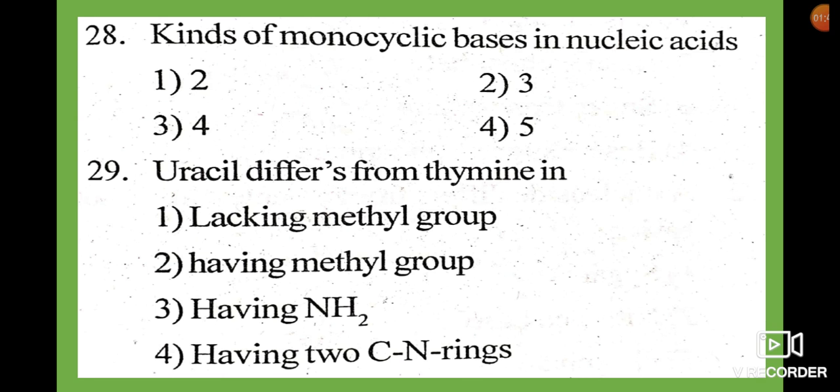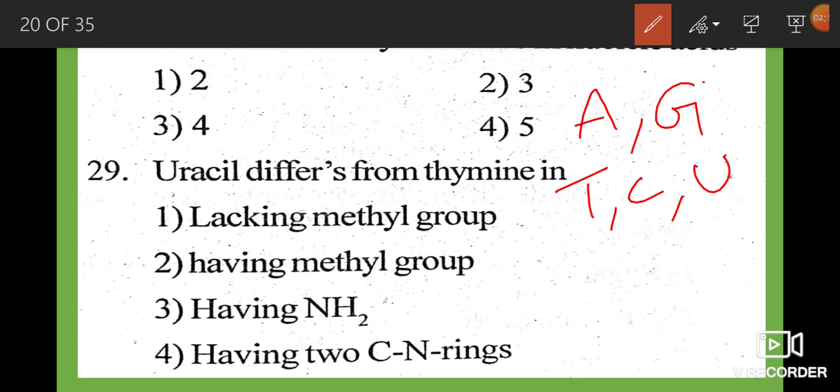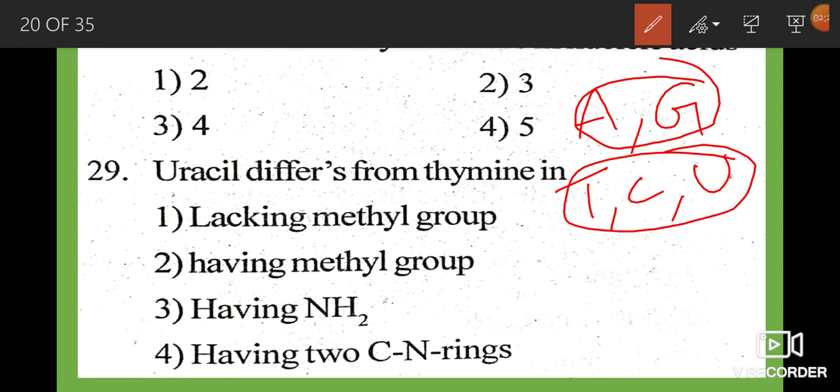Question number 28. Kinds of monocyclic bases in nucleic acids. The total nitrogen bases are 5. Purines are 2, pyrimidines are 3. Purines are adenine and guanine. Pyrimidines are thymine, cytosine and uracil. The purines A and G are dicyclic, and pyrimidines are monocyclic compounds. So the right option is 2.